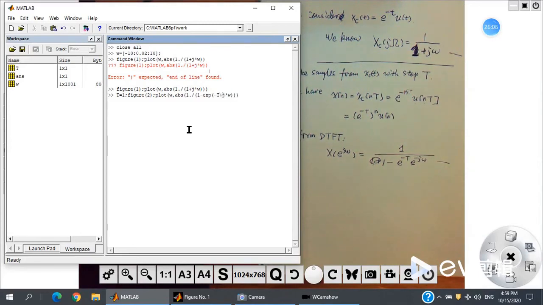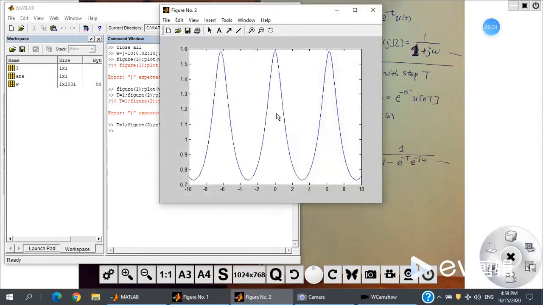These two exponential powers put together, we just add the powers together. So it's negative T minus j omega. Okay, pretty good. Okay, you see? Now this is the second figure.